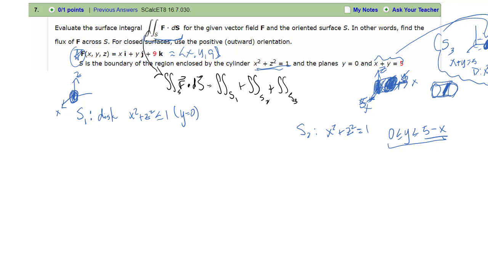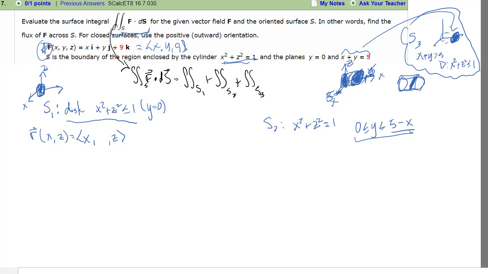All right, let's work with S1. So S1 over here is this disk. Let's start with a parameterization. Our R. So it looks like I can just deal with X and Z. And our X is going to be X, our Z is going to be Z. So those are the independent variables. Now we need to figure out what our Y is. So this is just up along the plane. Y is equal to 0. So y is equal to 0 just means that we're going to be at 0 here.